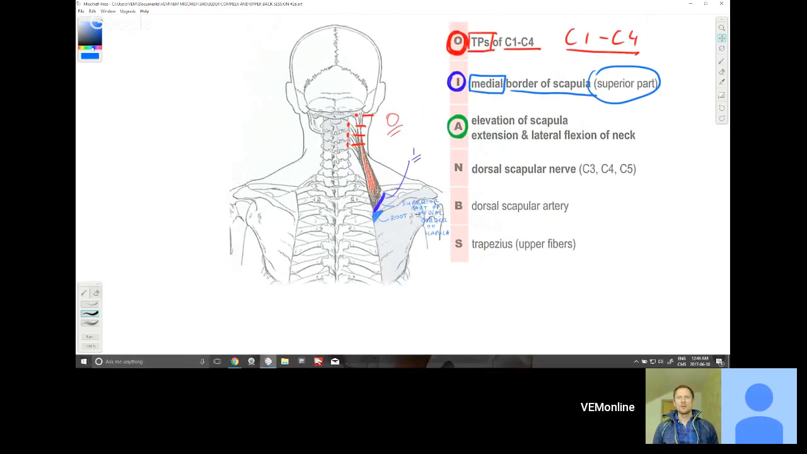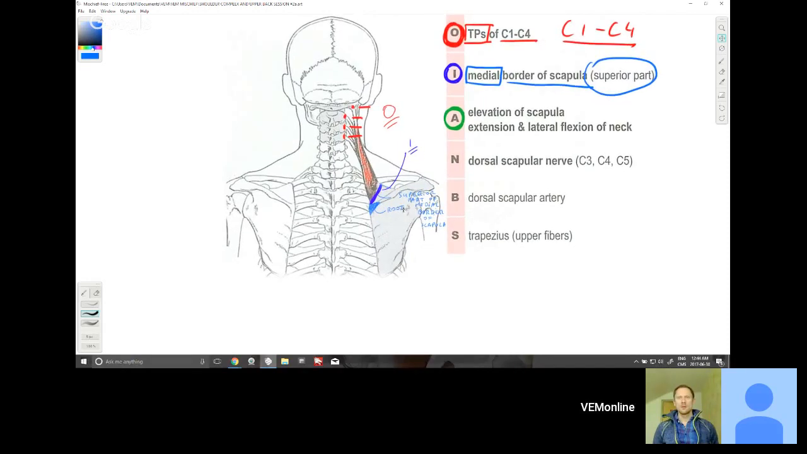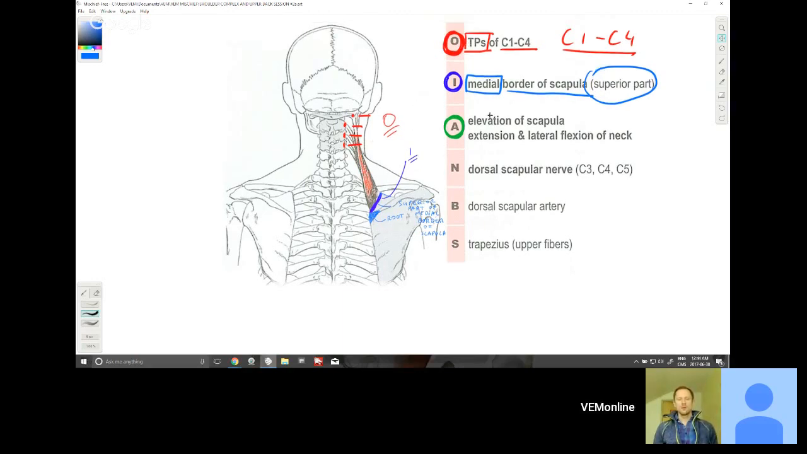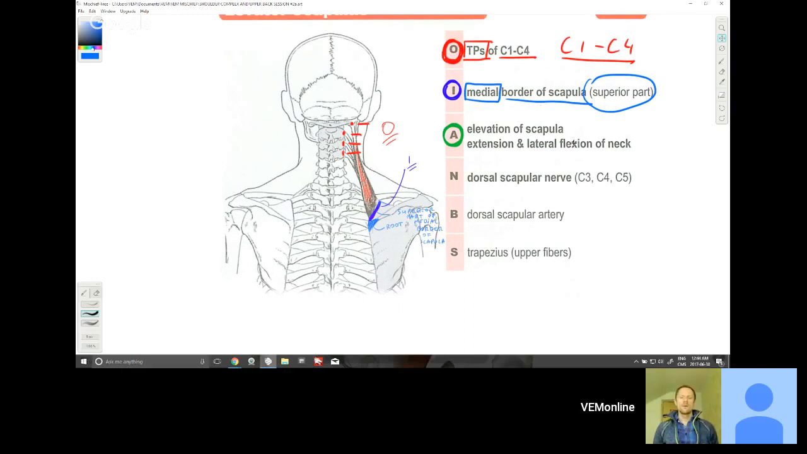It's understandable. So superior part of the medial border, so upper part, but it's kind of vague. It's not specific enough. I would say it's right in between the root of the spine of the scapula and the superior angle of the scapula at the medial border. So that's very, very specific. Once again, it originates from transverse processes C1 to C4, so the upper transverse processes of the cervical spine, and it inserts into the medial border of the scapula between the root of the spine and the superior angle of the scapula.